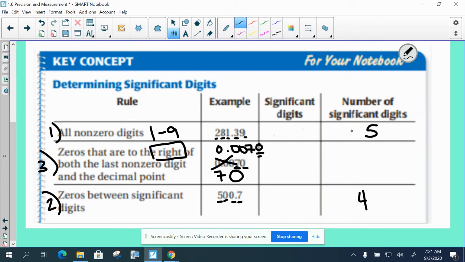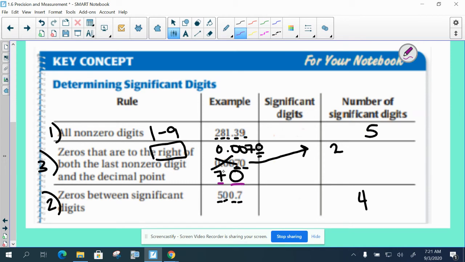For this one, I'm going to draw an arrow here. This would have 2 significant digits. Let's take a look at 70 though. So the 7 counts, but this 0 doesn't count.